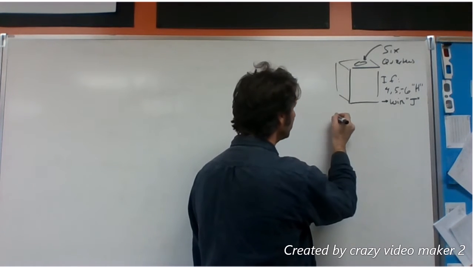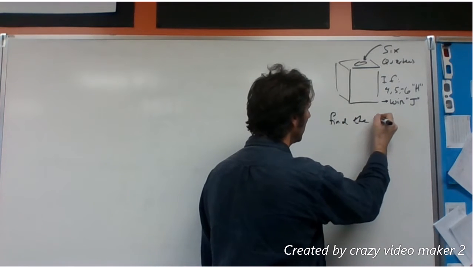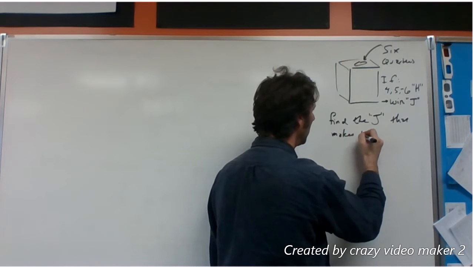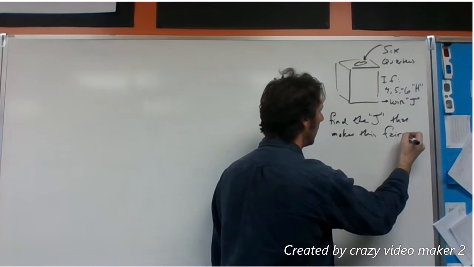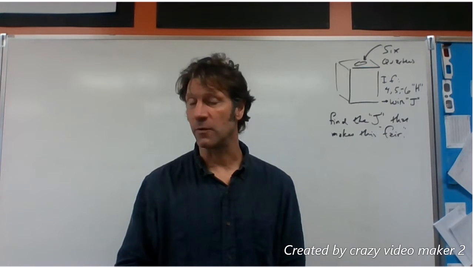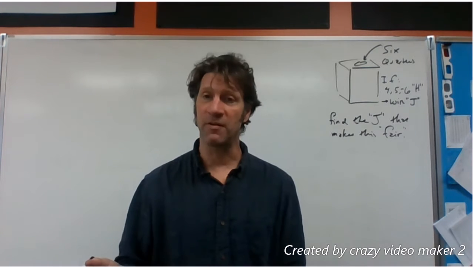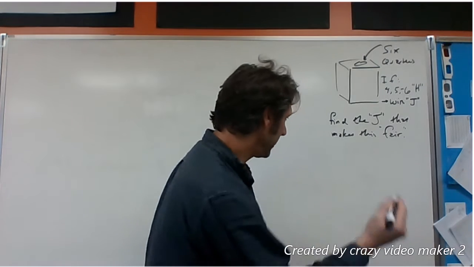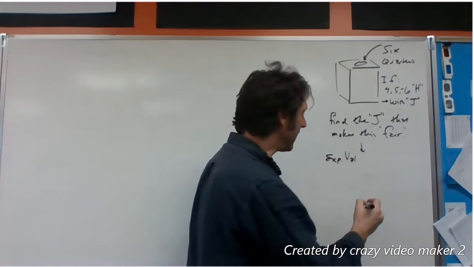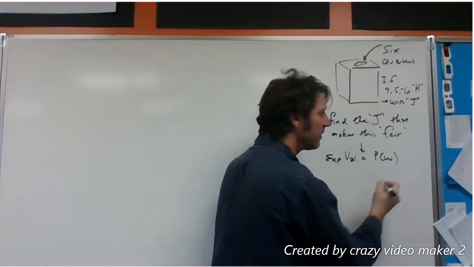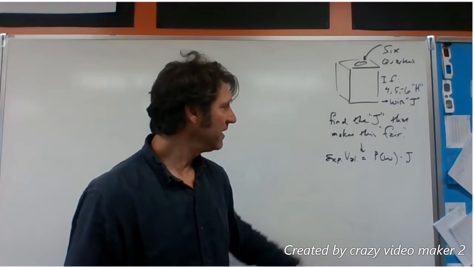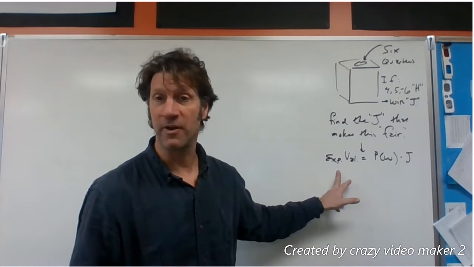So, find the J that makes this fair. What fair means is that the expected value is going to equal the probability of winning times that jackpot. So that's going to be this. This translates to the expected value equals the probability of a win times J. So what we have to do is find the probability of a win. We know the expected value because we want this game to be fair.